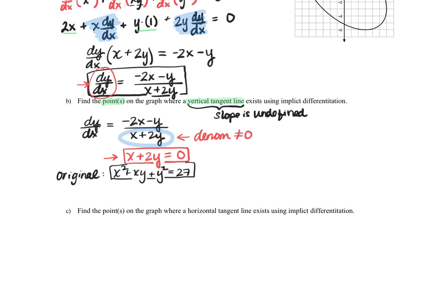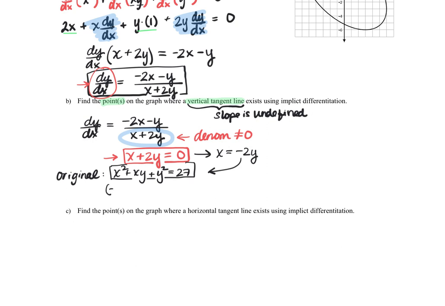So we have a system of equations now that we're trying to solve, and we're going to solve that using either substitution or elimination. In this case, it's going to be easiest to take our first equation, x plus 2y equals 0, and solve for one of our variables. It's a lot easier to solve for x by subtracting 2y. So we'll have x is equal to negative 2y. And then we'll do a little substitution into our second equation.